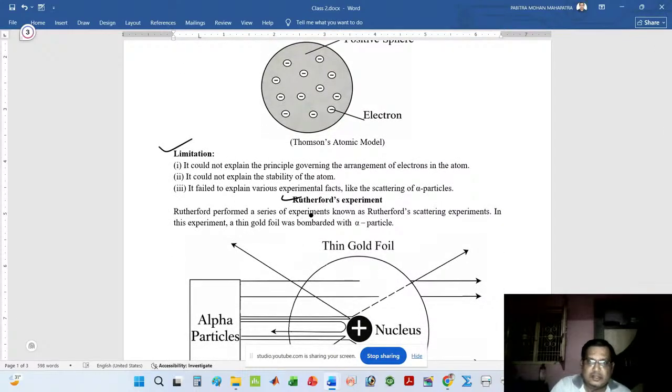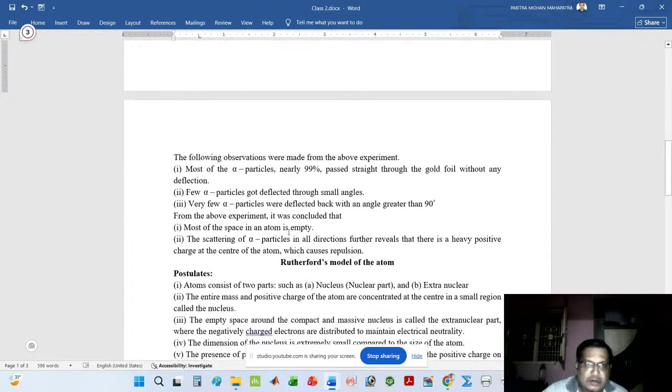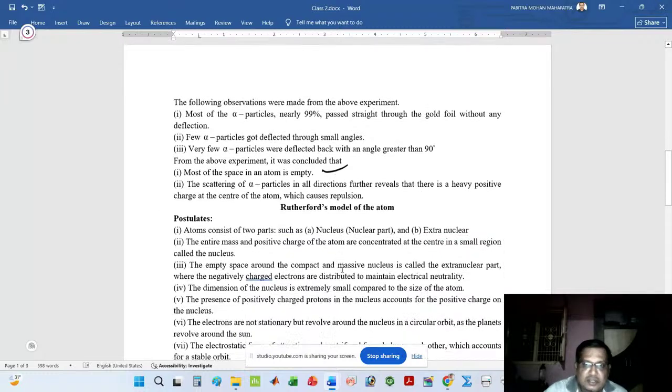The experiment was performed by the scientist Rutherford. He took a gold foil, and alpha particles were bombarded on the gold foil. He got three observations, and from the three observations, he drew two conclusions. One is that most of the space in the atom is empty. Another is that the scattering of alpha particles in all directions further reveals that there is a heavy positive charge at the center of the atom which causes repulsion.